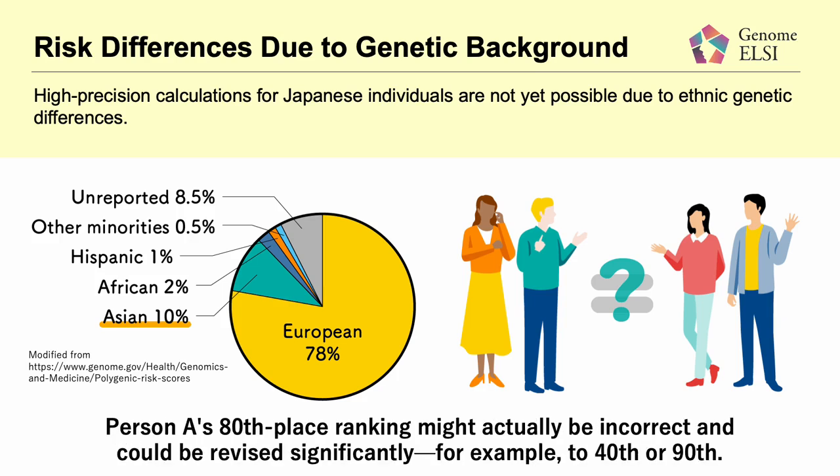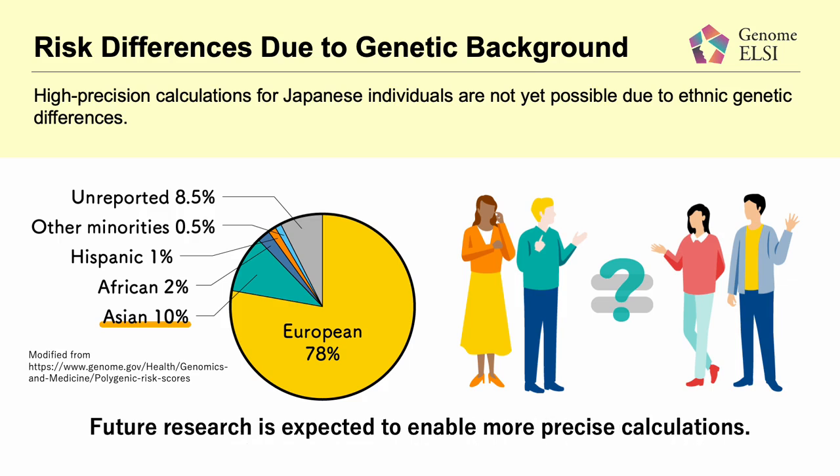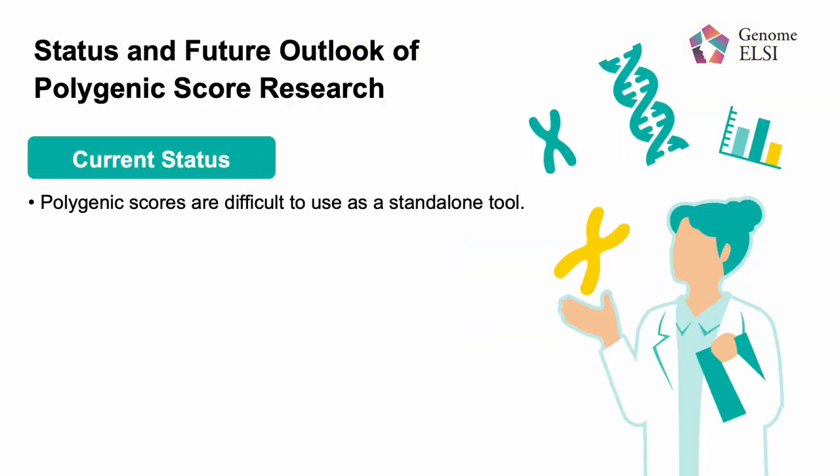Person A's 80th place ranking might actually be incorrect and could be revised significantly, for example, to 40th or 90th. Future research is expected to enable more precise calculations. While scores can be calculated for many diseases, they cannot yet accurately predict disease on their own.